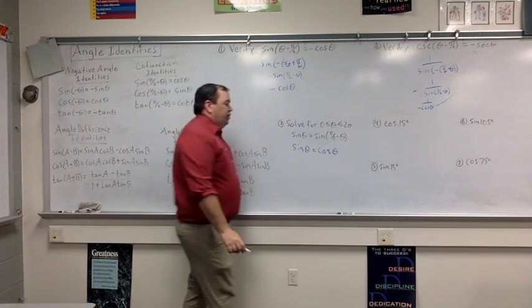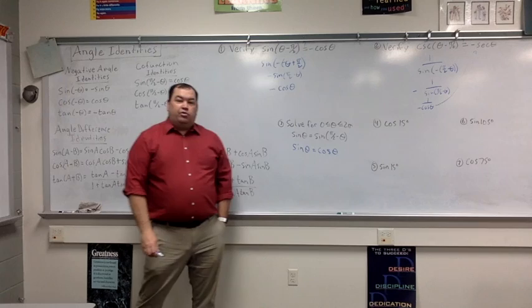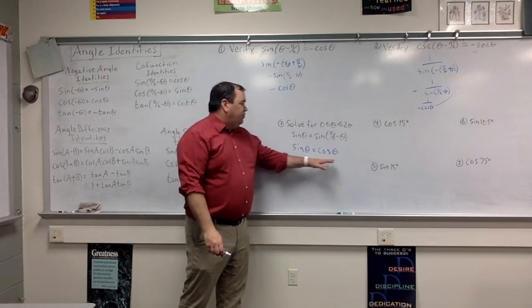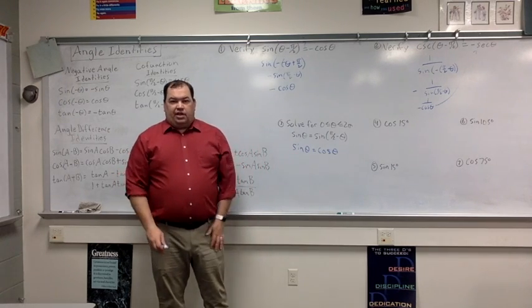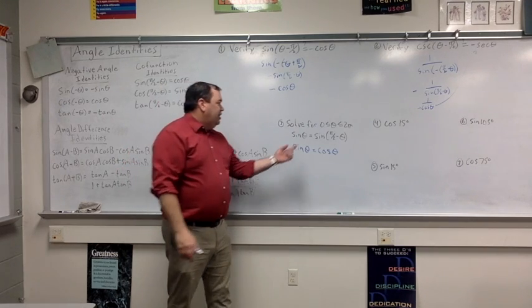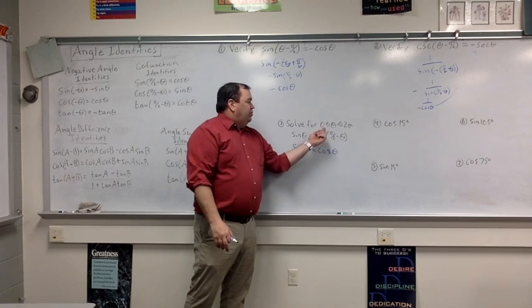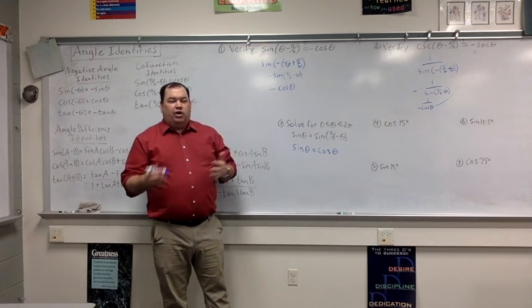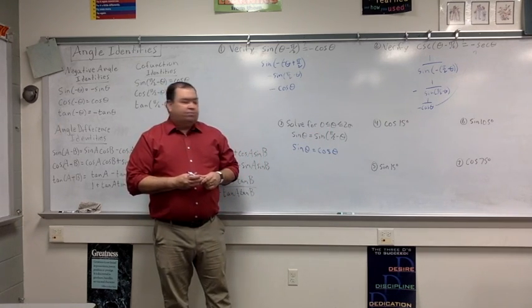Now, some of you are going to tackle this right away. You'll go to your unit circle and look for when sine and cosine are the same. Happens at 45 degrees, happens at 225. If I'm talking unit circle, pi over 4 and 7 pi over 4.